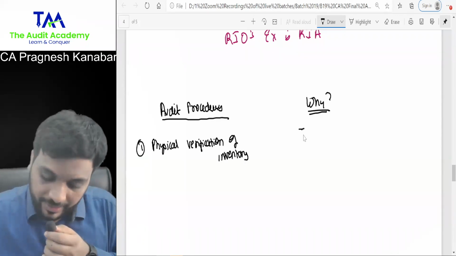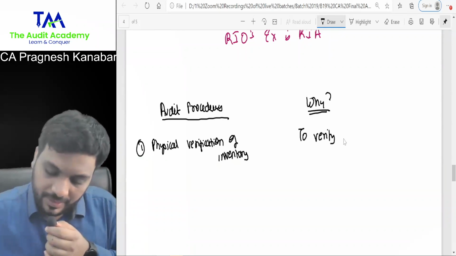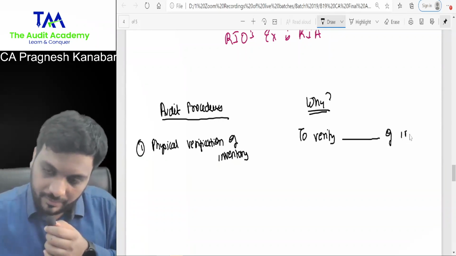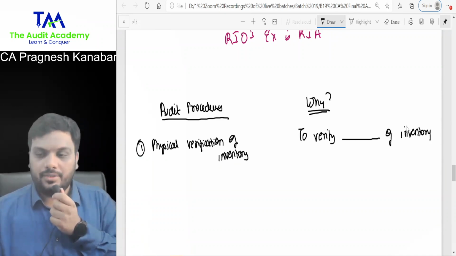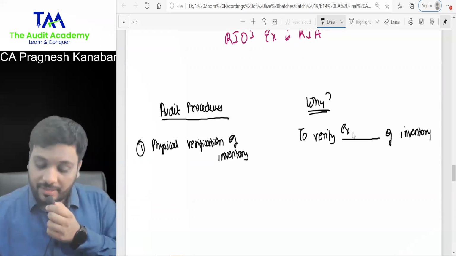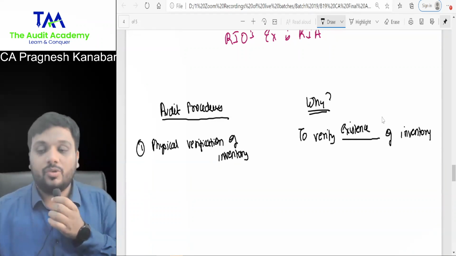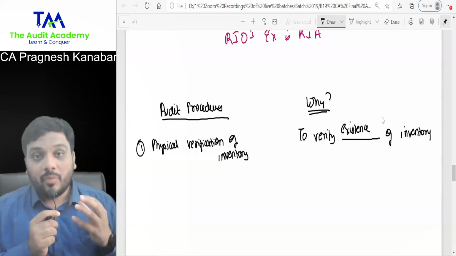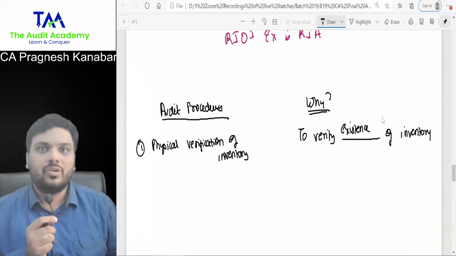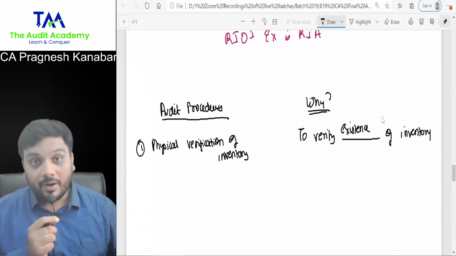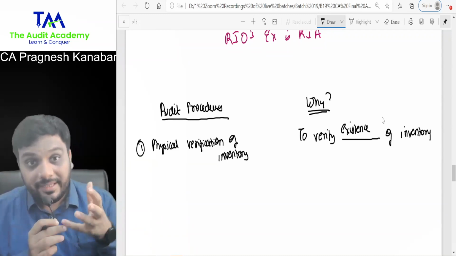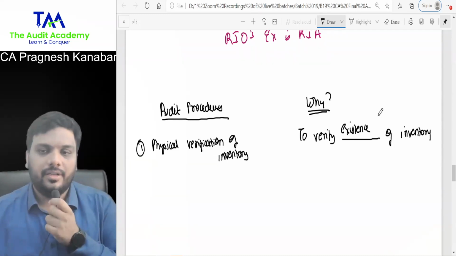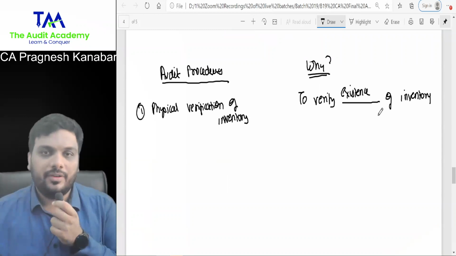To verify dash of inventory. Use the proper audit English. Obviously, to verify whether inventory is in existence or not. Whether this particular inventory exists or not. There is no fake accounting. There should be no fake position. There should be no omission, correct? So whether this inventory is actually there or not. All right. To verify the existence of inventory.